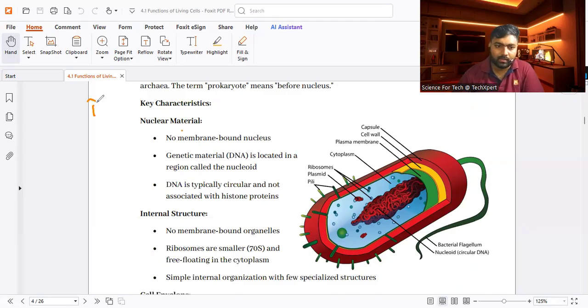The first one I told you: there is no nucleus in the prokaryotic cells. Then this is the next special thing. There is no membrane bound nucleus and no membrane bound organelles. Understood?